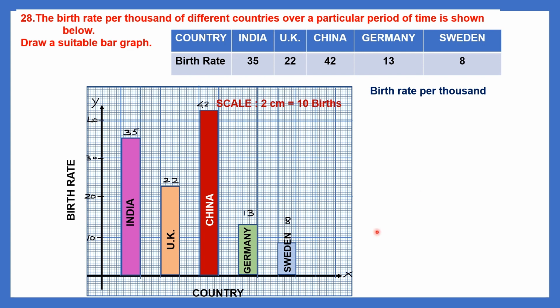So how did we do this? First we gave it a title. Then we got the x-axis, the y-axis. Then what did we show on the x-axis? You have to write clearly country. On the y-axis we have birth rate and we have to decide how we are going to write the numbers on the y-axis. So based on that, we write our scale. Once we decide the scale, we can start writing our numbers here. And then we can start drawing our bars and complete our bars by coloring it. You can use different colors and put the number above each. So this is how you draw your bar graph.